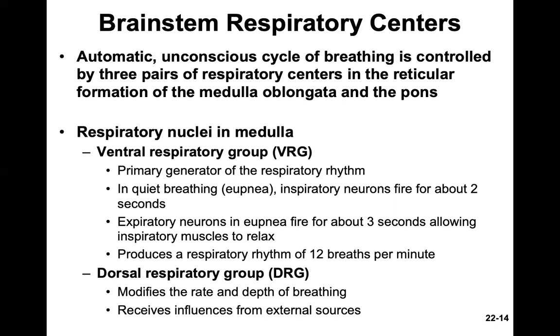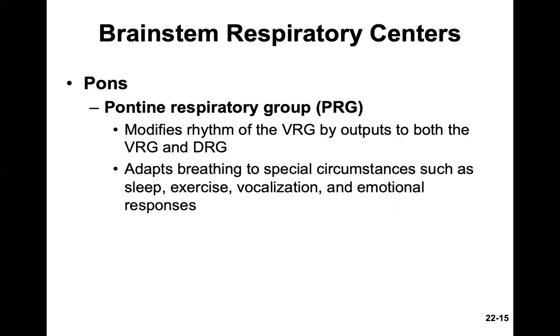This receives influences from other sources. And then your pons. In the pons, you have the pontine respiratory group, and it modifies the rhythm of your VRG by outputs to both VRG and DRG. This helps to adapt breathing to special circumstances. So when you sleep, when you're exercising, if you're singing, or if you have emotional responses, your pons is going to be responsible for creating that breathing rhythm for those special circumstances.